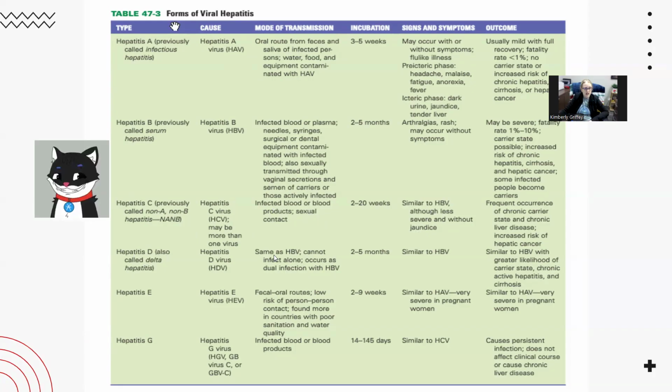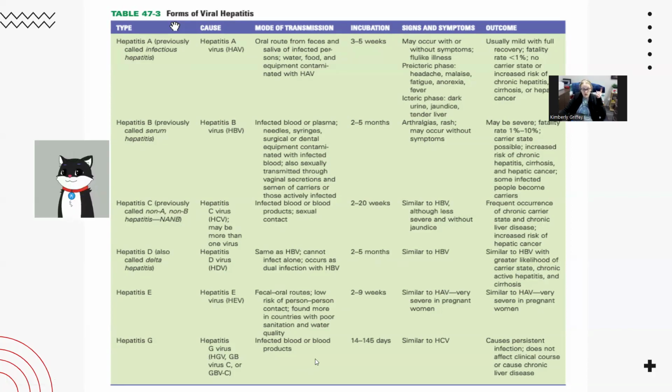You have your Hep D, that's the same as HBV. It can't be affected alone. It occurs as a dual infection with HBV. So if you have HBV, you can develop a hepatitis D. Hep E is a fecal oral route, very low risk of person-to-person contact, and it's found more often in countries that have poor water sanitation and poor water quality. And then you have Hep G, that's infected blood or blood products.